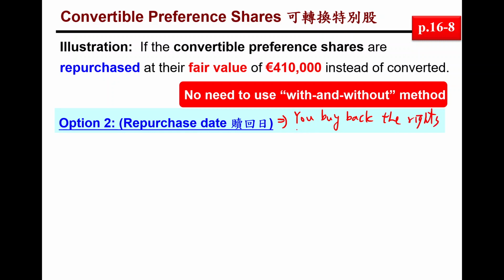Okay. So preference shareholders give us the right. Investors give us the right.